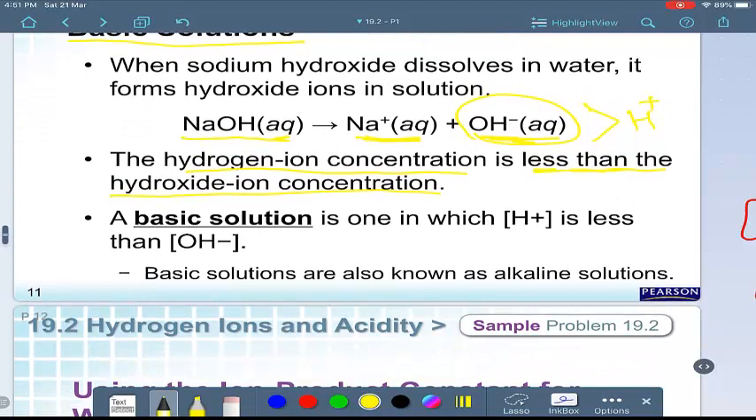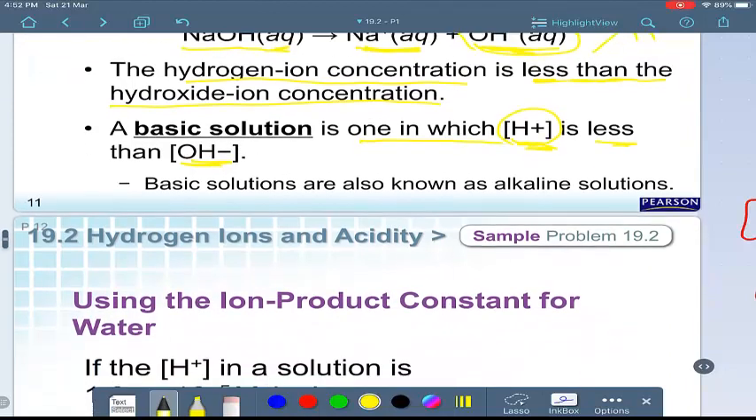It means a basic solution is one in which hydrogen is less than hydroxide. Because actually we are using hydrogen to express the concentration, even in an acidic solution or a basic solution. We are using H. Okay? So in the basic solution, H positive is less than hydroxide OH.